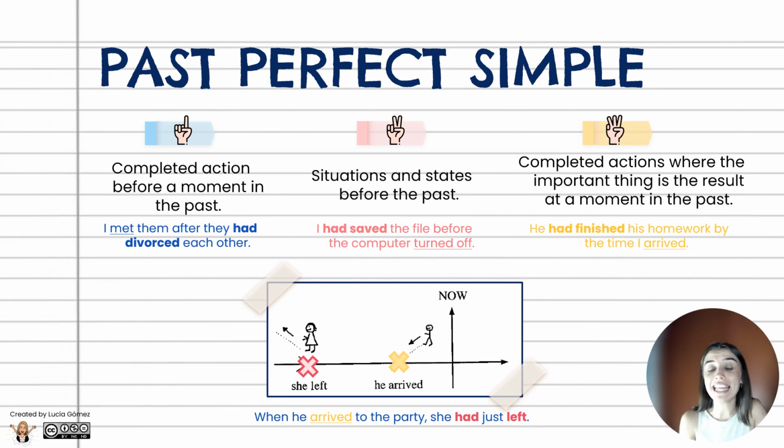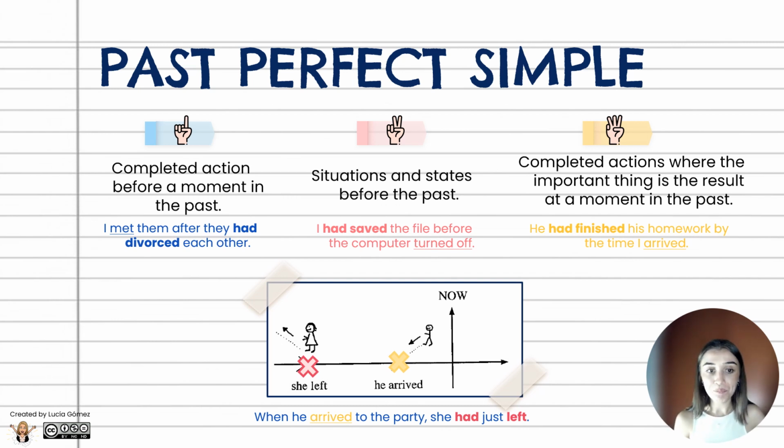And then finally, the third use that is also related to all these things, it's to talk about completed actions where the important thing is the result that happened in the past. So he had finished his homework by the time I arrived. Él había terminado sus deberes en el momento en el que yo llegué, o para el momento en el que yo llegué, con lo cual pudimos hacer un plan juntos o ver Netflix porque ya había terminado los deberes cuando yo llegué.